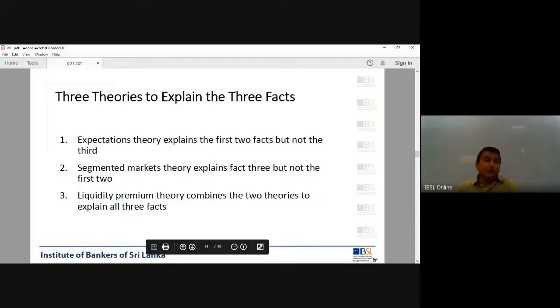Then you have the so-called segmented market theory, that explains the third element, that yield curves are normally upward sloping. And then you have the liquidity premium theory that combines the expectation hypothesis and segmented market theory and brings all three explanations into the equation.